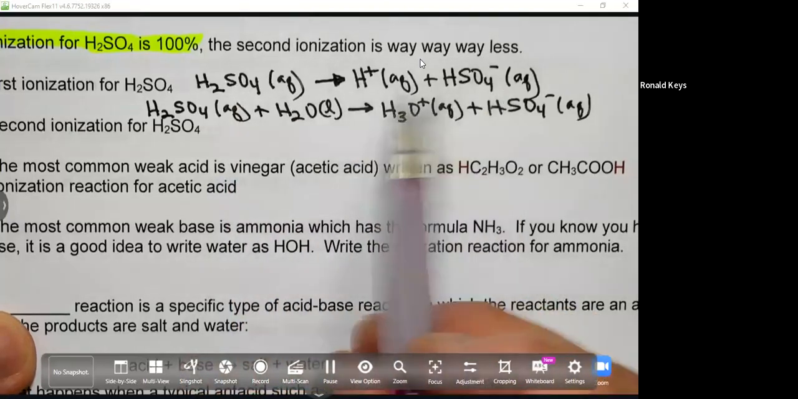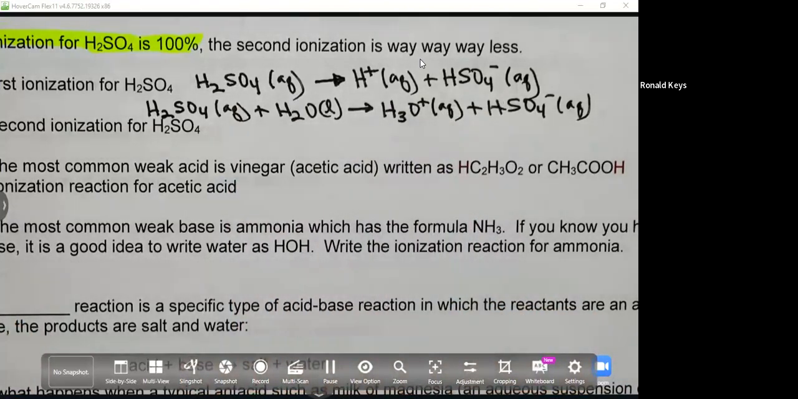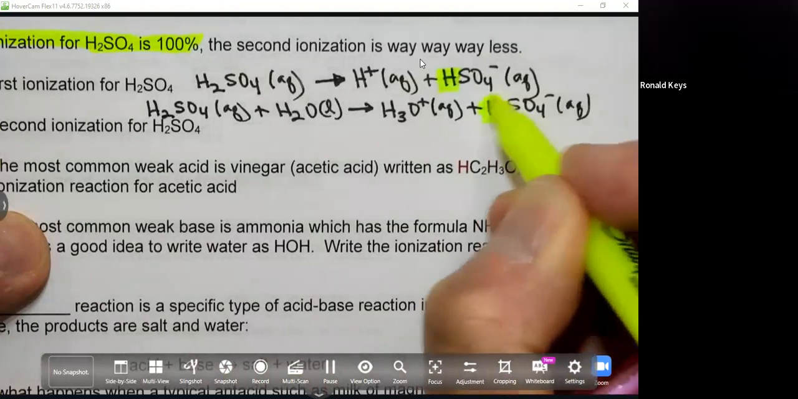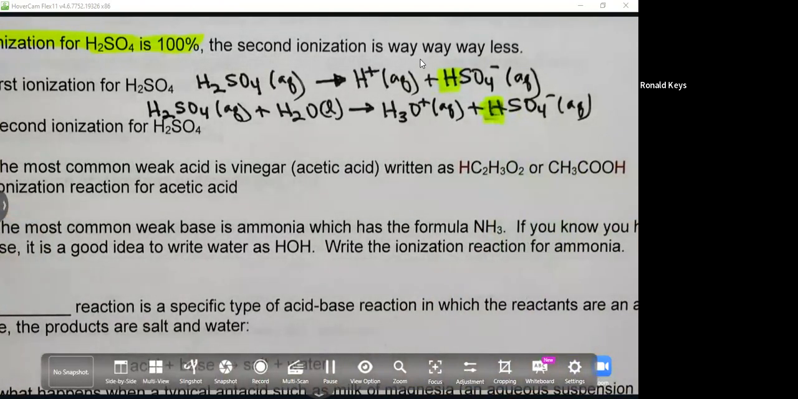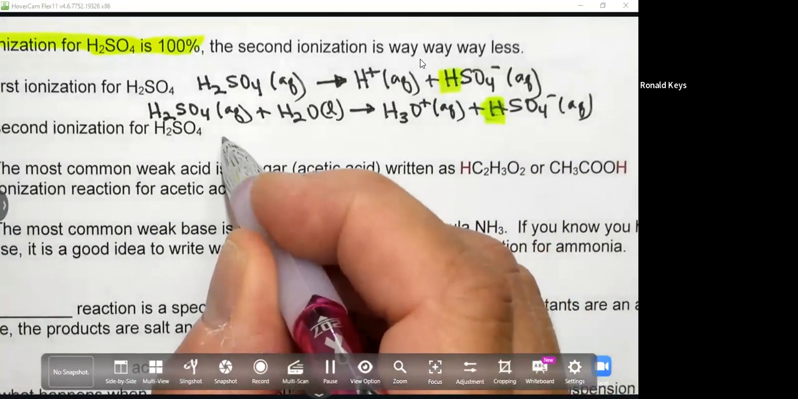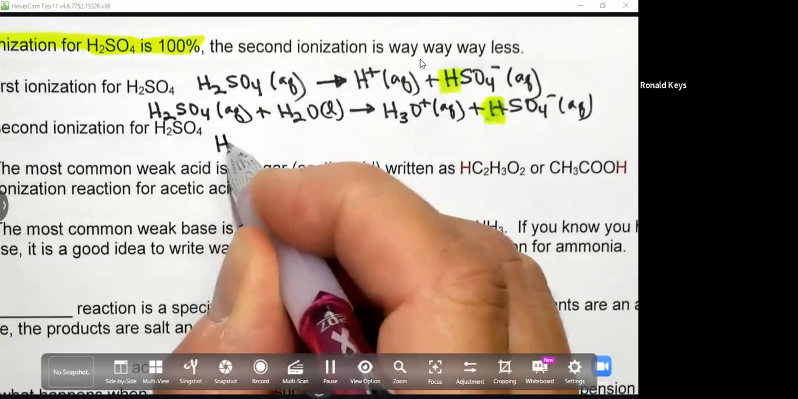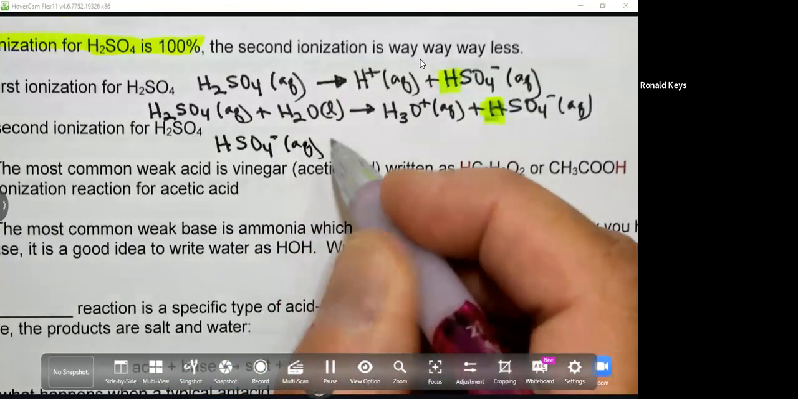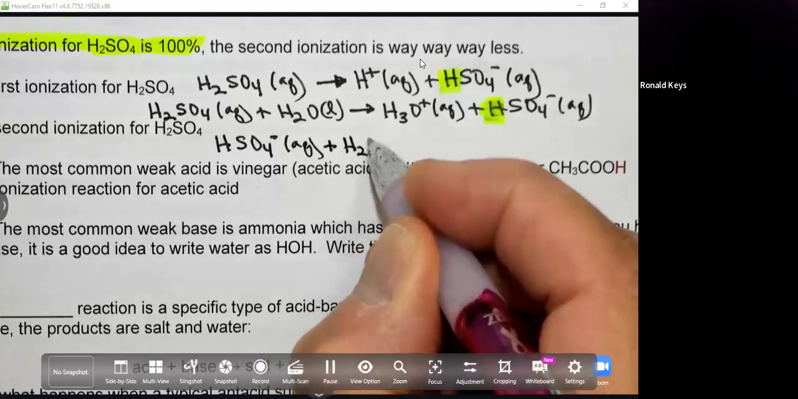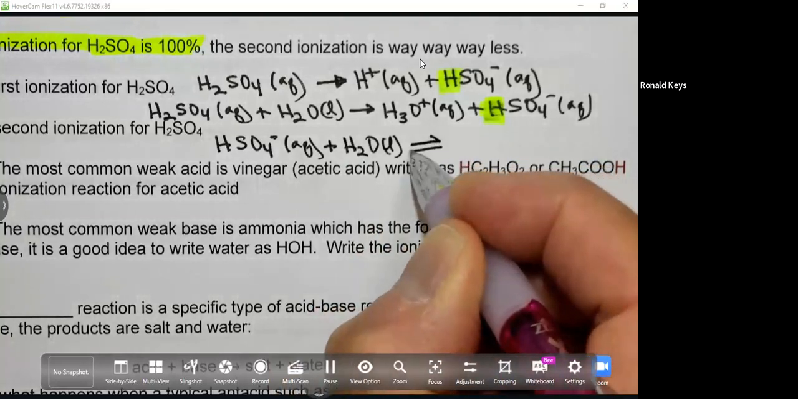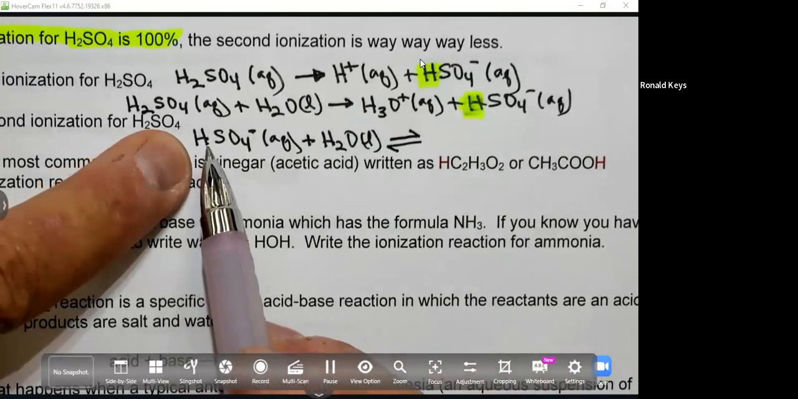100% ions here. Now, realize that this right here still has a hydrogen attached. The second ionization for H2SO4 is weak. So we start out with the HSO4 minus and water. I've got to do reversible reactions now. It's a weak acid. Very few of these hydrogens come off.